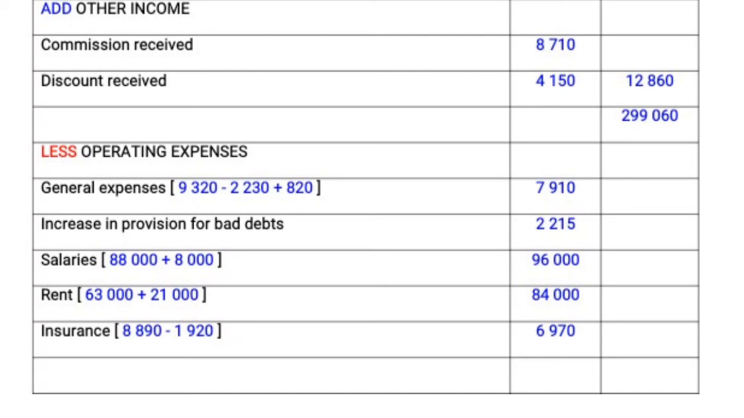Insurance in the trial balance is amounting to 8890. Then you have to deduct 1920 from 8890. So 8890 minus 1920, you get 6970. So this is how you adjust insurance. Then 1920, the amount prepaid, falls under current assets in the balance sheet or in the statement of financial position. Right, we proceed. We move on to note number 9.